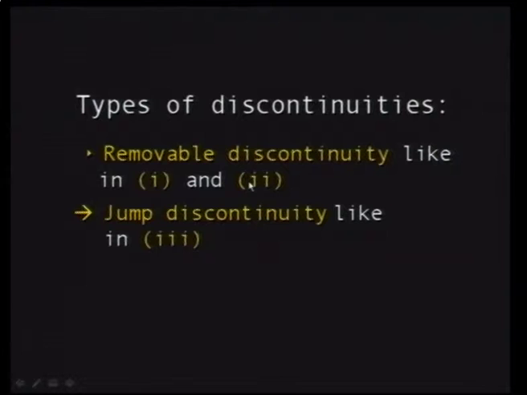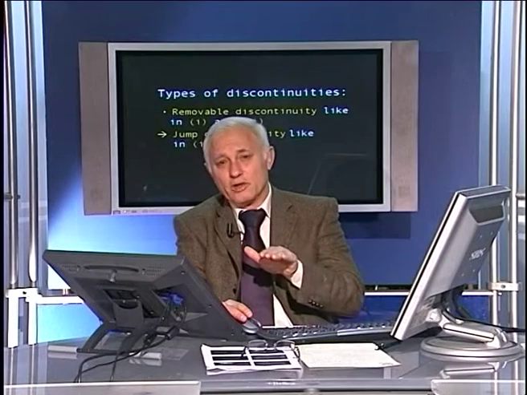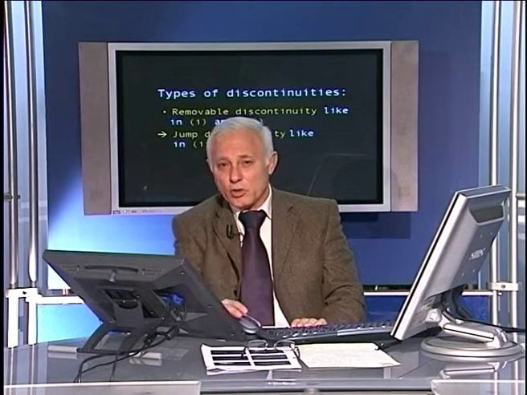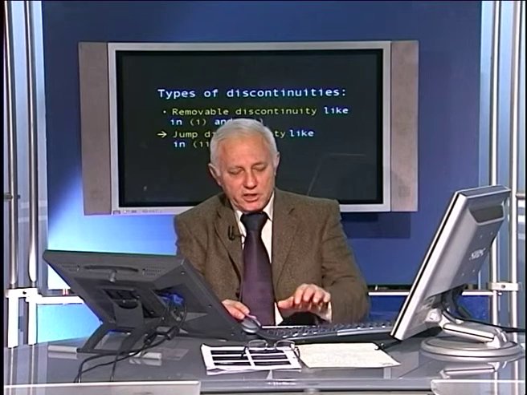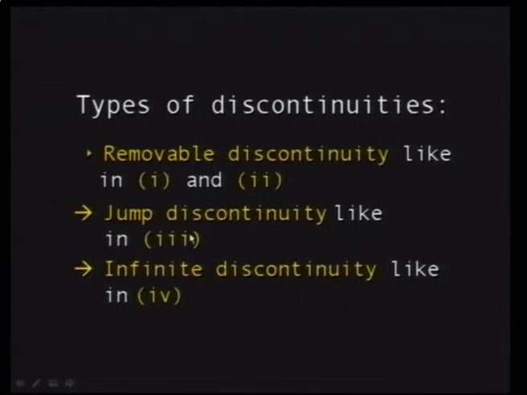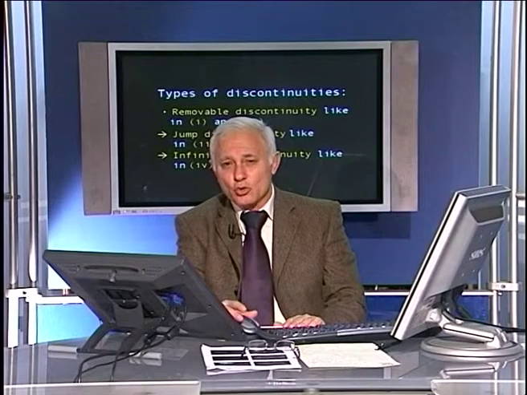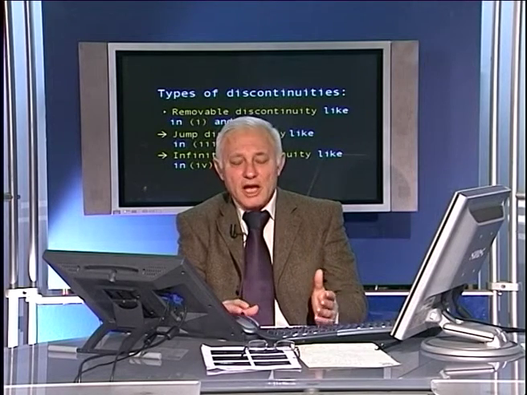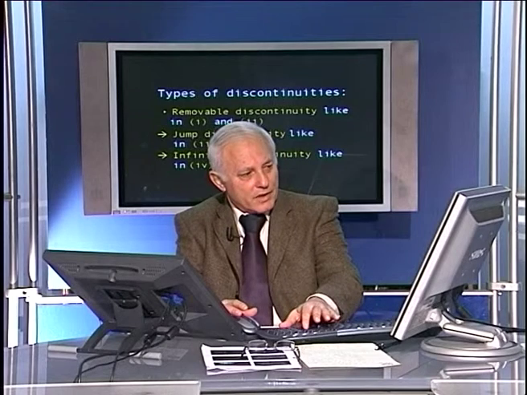Now, the second one, like the one we saw before, modulus x over x, is called a jump discontinuity because it was equal to a value minus 1 and then jumps to another level, which is equal to 1. So this is called jump discontinuity. And then the third type is called infinite discontinuity, like, for example, 1 over x or 1 over x squared. So we have now 3 types of discontinuities, and we don't have more types.